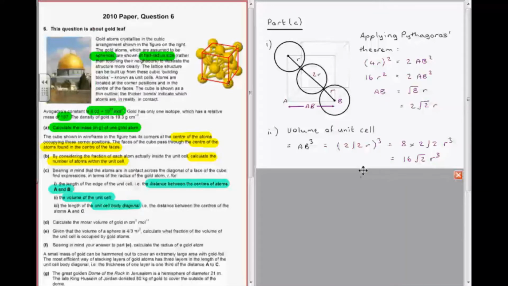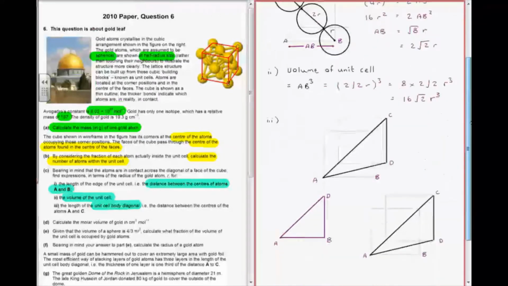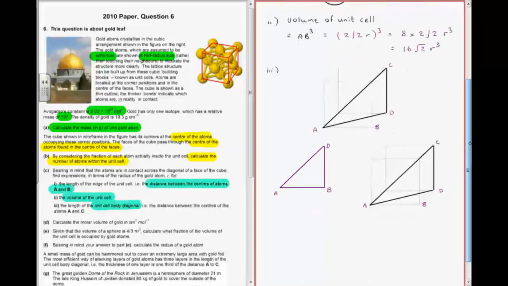distance AC. So if we look at the unit cell, again in a simplified form, we want to find the distance AC. We know the distance CD to be the length of the unit cell, which is 2 root 2r, but we cannot use our Pythagoras at this stage because we don't know the distance AD. However, we can use Pythagoras because we know the distance AB and the distance BD, and so we can apply Pythagoras to that purple right-angled triangle to calculate the distance AD.